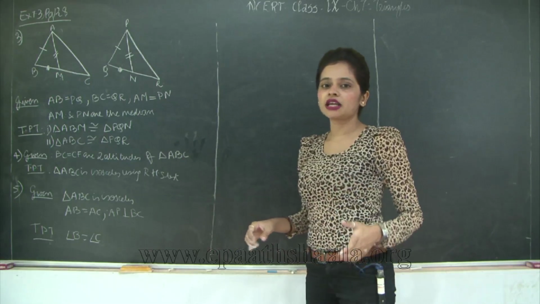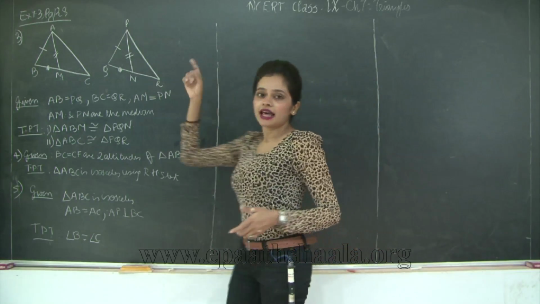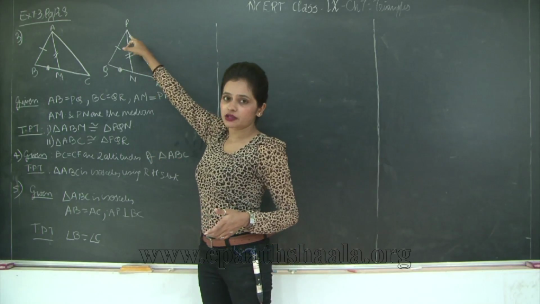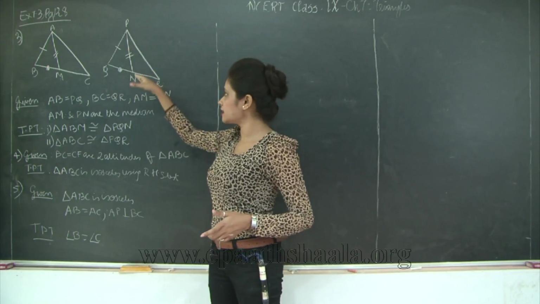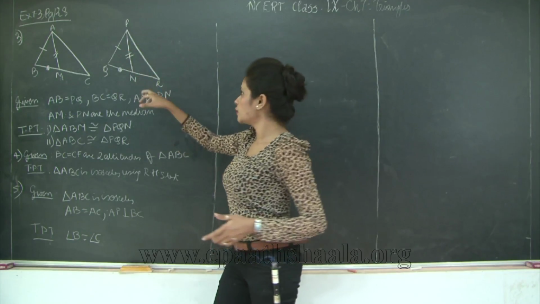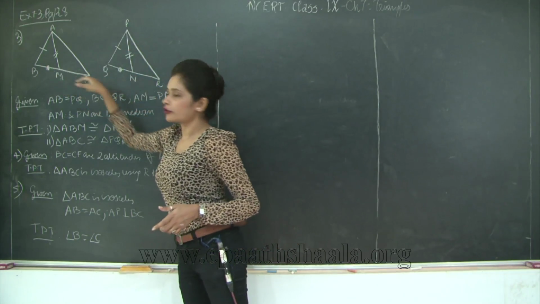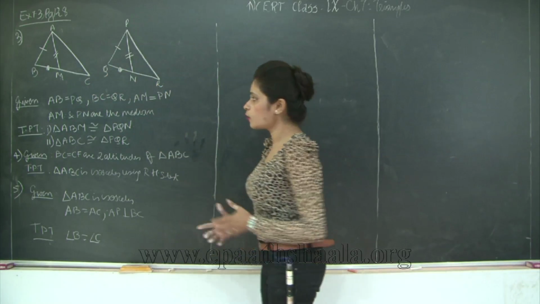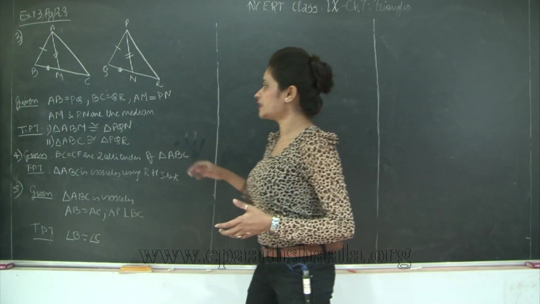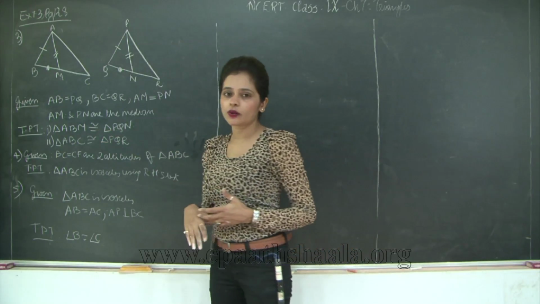So what is a median? A median is a line that connects the vertex to the opposite side's midpoint, which means M is the midpoint of BC and N is the midpoint of QR. Now what do we need to do? We need to prove that triangle ABM and triangle PQN are congruent.